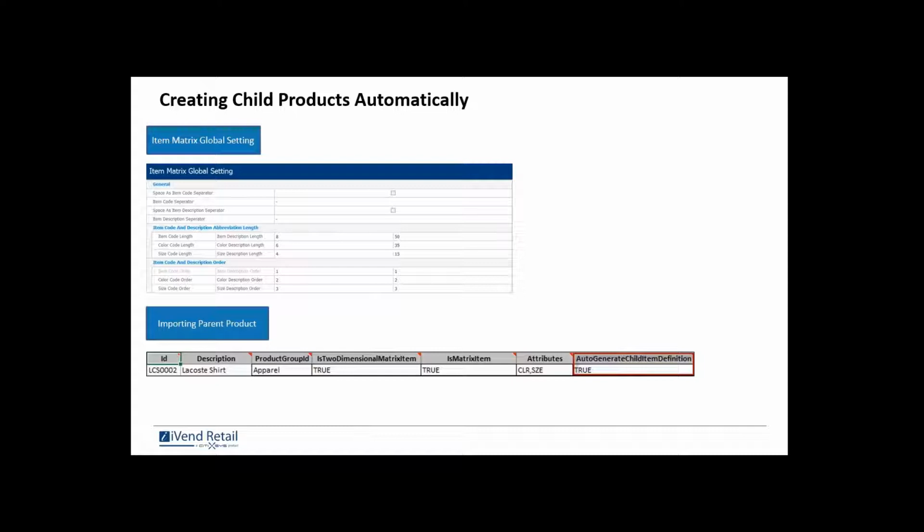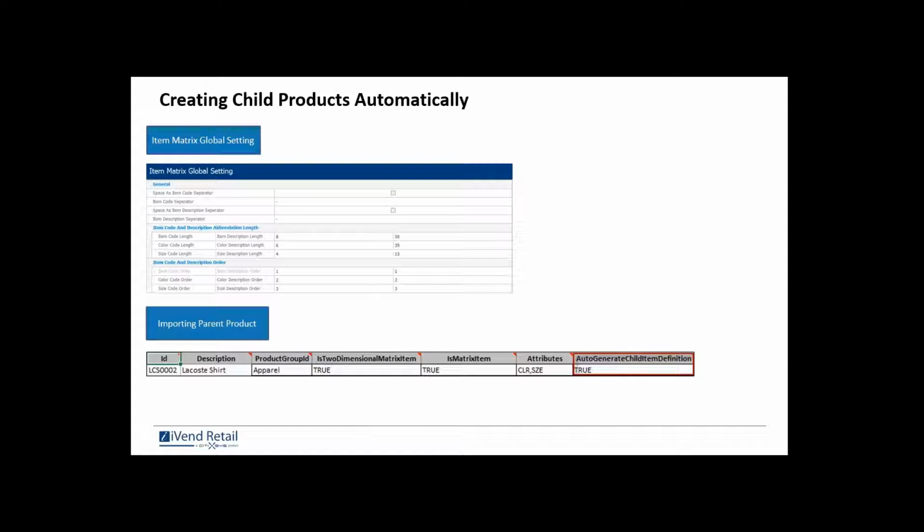In some other scenario, I can also add pattern and other such attributes over here. And finally, I'm going to define whether the child item definition is going to be auto-generated or not. Now, this is a very important configuration in this particular case, because over here we are going to generate the code and description of child products automatically. So I have set it to be true.